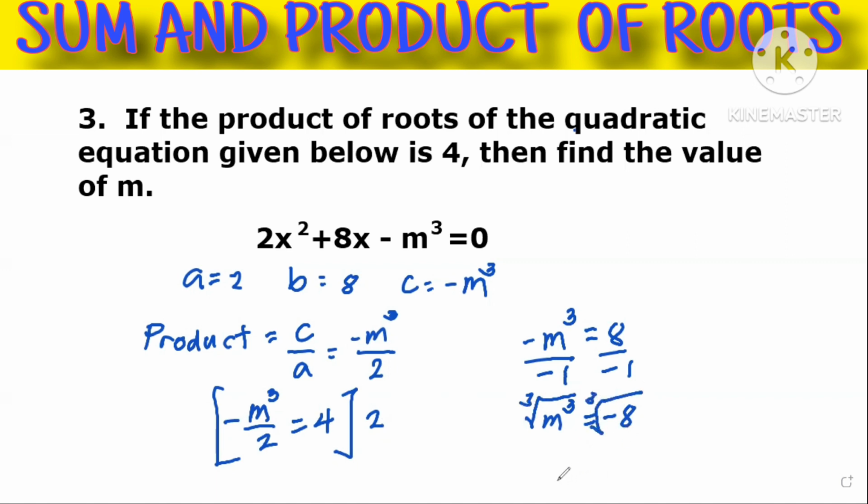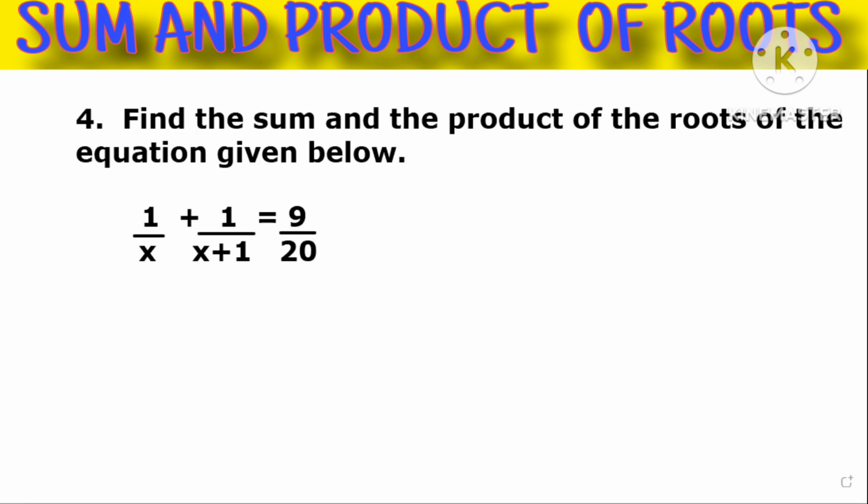And the cube root of negative 8 is equal to negative 2. Problem number 4, find the sum and the product of the roots of the equation given below. So we have 1 over x plus 1 over x plus 1 equals 9 over 20.